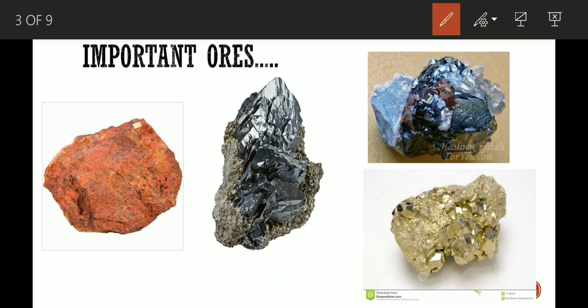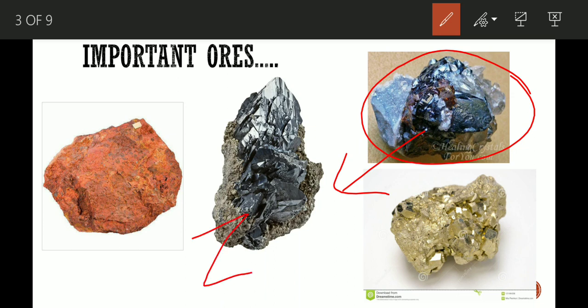And last but not the least is zinc blende. As you can see here, this bluish colored ore is called zinc blende. It is called blende because if any metal is forming a sulfide ore, then such ores are called blende. So as this is the ore of zinc, this is called zinc blende or zinc sulfide.